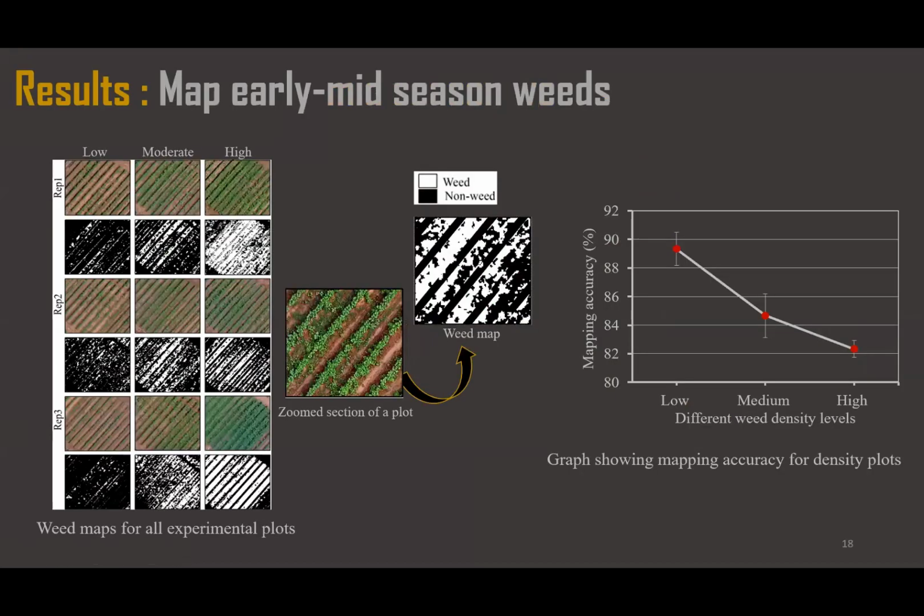Here are the results for the objective 1, which was to map the weeds in the image. So we can see the weed map that we obtained for all the experimental plots in our experiment. The weeds are shown in white color, whereas the rest of the vegetation and background are shown in black color. On the right-hand side, we can see a graph that shows the mapping accuracy of this particular approach for different density plots in our experiment. We can see that the accuracy was higher for low density plot, whereas it was lowest for high density plot. So this graph generally gives an idea that the accuracy goes down when the weed density increases in the crop rows.